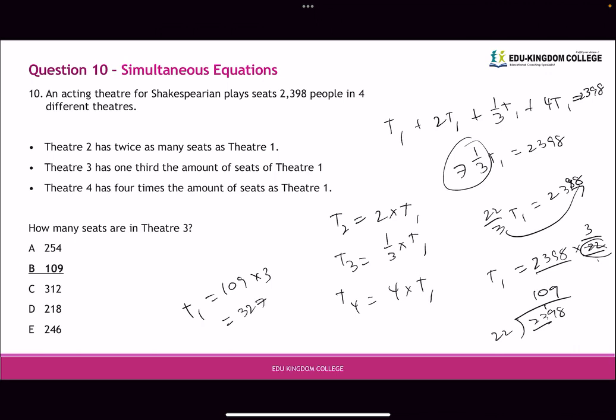Which equals 327. So how many seats are in theatre 3? So theatre 3 is a third of T1. A third of T1, so divide 327 by 3. We just get 109. Okay, so it's part B.